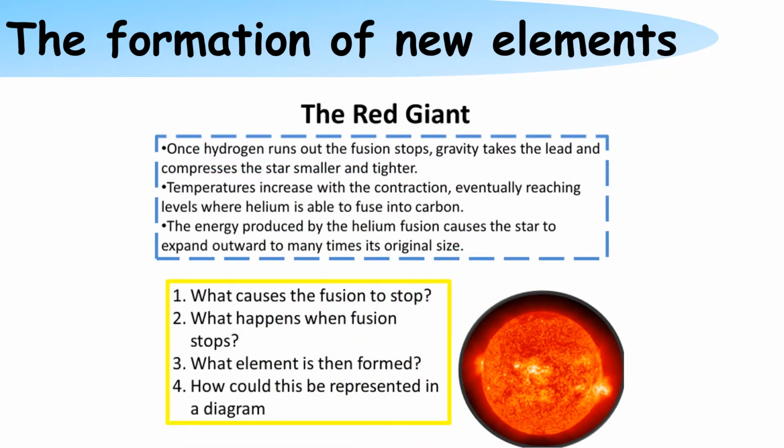Once the hydrogen runs out, the fusion stops and gravity takes the lead and compresses the star into a smaller and tighter ball. The temperatures increase with the concentration, eventually reaching levels where helium is able to fuse into carbon. The energy produced when helium fuses into carbon causes the star to expand outwards.